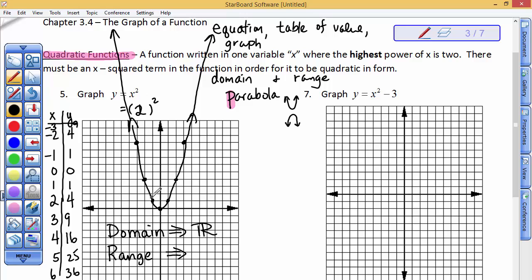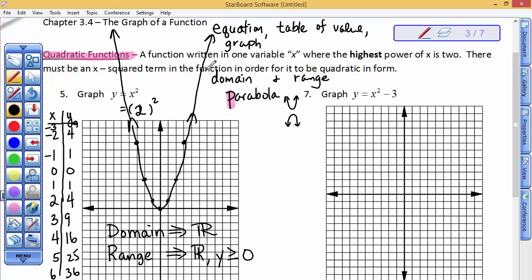So the range of this function is all real numbers where my y values have to be greater than or equal to 0, because I see y values way up here. They get down to 0, way up here, and go back. And that's all I would expect.